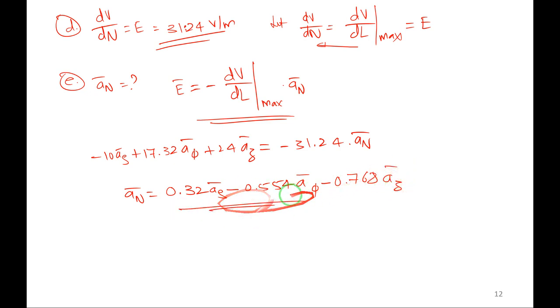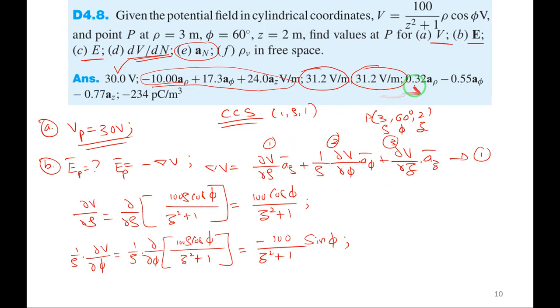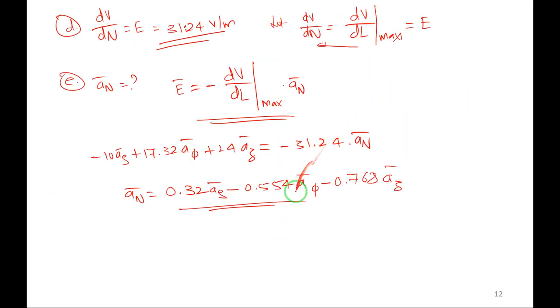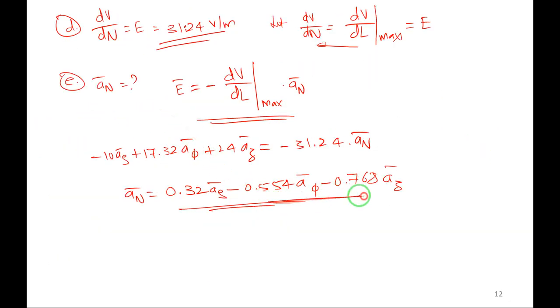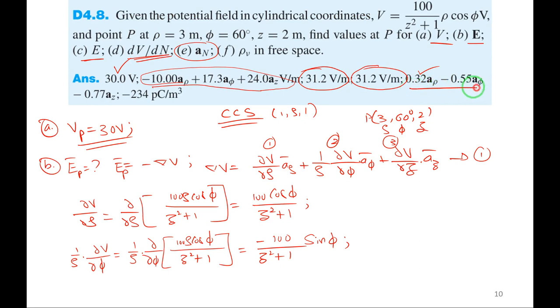This is the unit vector, so don't write any units here. Just check it: 0.32 a_rho, minus 0.55 a_phi, then minus 0.77 a_z. Right? This is correct, so this part is over.